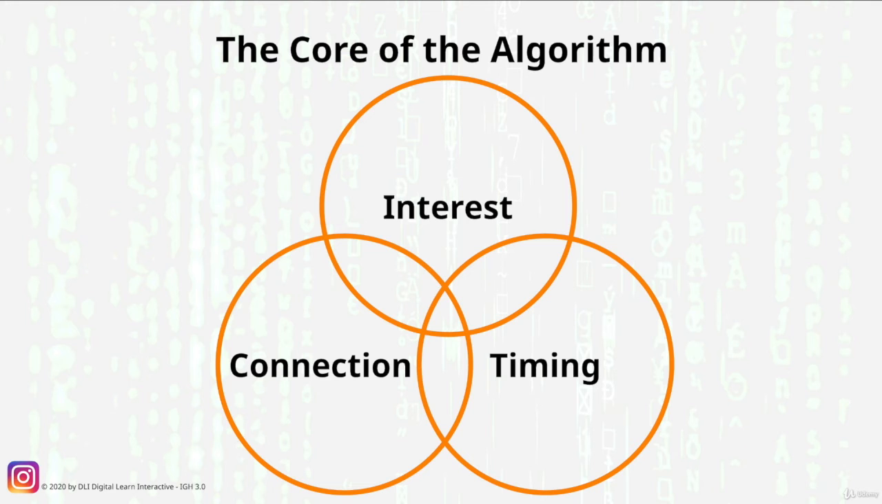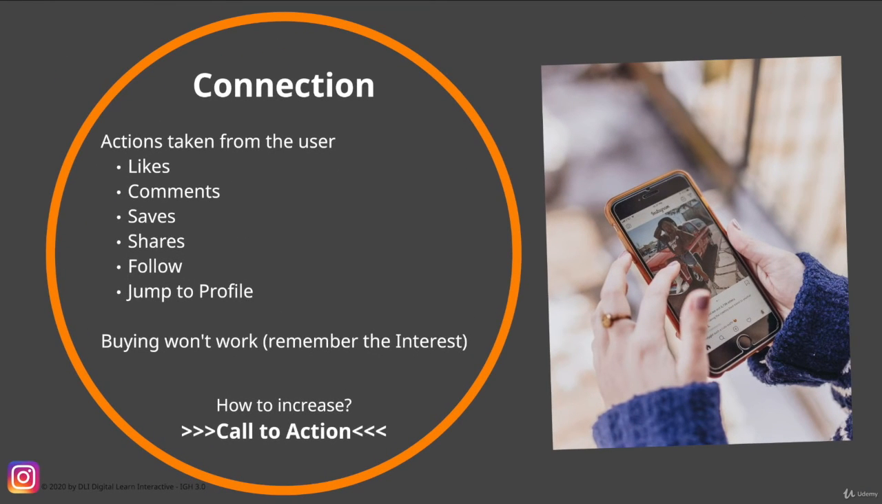And then it comes to the connection. The connection describes how many actions are taken by the user. It means more or less the engagement rate. How many people are liking or commenting on your picture? How many people will save your picture, will share your picture or video? How many people will follow you or jump to your profile? That is really, really important when it comes to increasing the reach and hacking the algorithm.